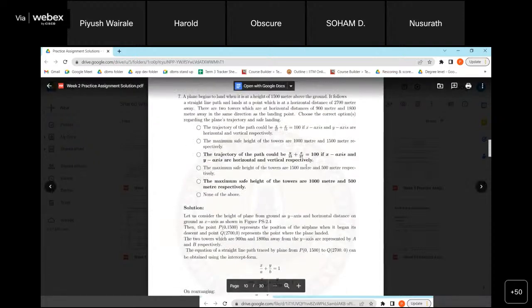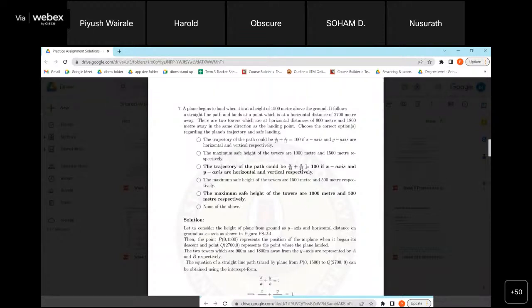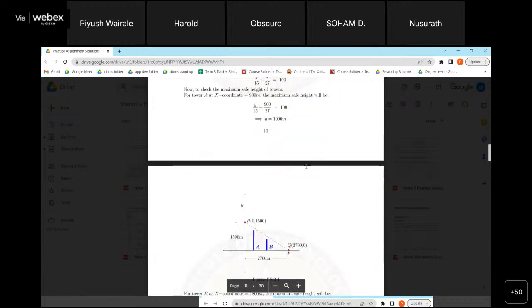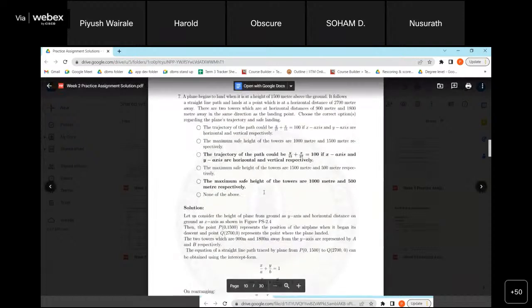Then what is mentioned? There are two towers which are at horizontal distances of 900 meters and 1800 meters away from the landing point in the same direction. So you understand the condition, right? There are two towers at the distances given to us. Now what we have to find out is the maximum safe height.